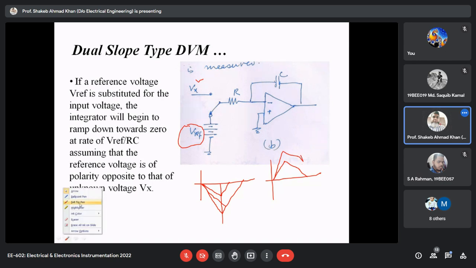So this way, when more voltage is connected, it will take more time, and this way your voltage signal is converted into a time signal, and then this time is counted, measured, and then calibrated again in terms of the unknown voltage.